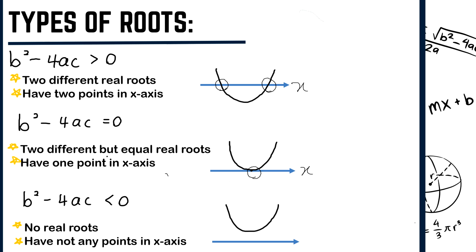And third, we can get b squared minus 4ac less than 0. So we can see the graph and the x-axis will not touch, and we can see a little more distance between the graph and the x-axis. So it is no real roots. So we cannot get the answer for x when y is 0.